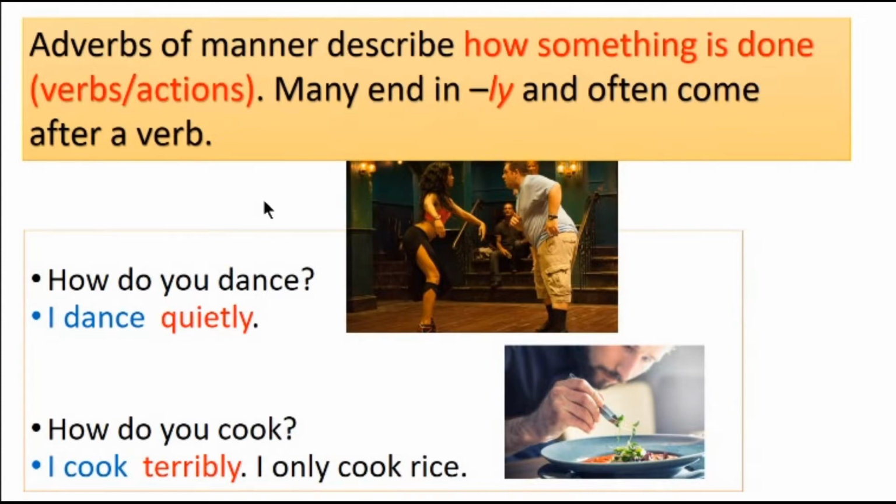For example, when you have, how do you dance? I dance quietly. How do you cook? I cook terribly. So the action is dance, or here you have cook, so it's an action, terribly. So remember, when you have quietly, terribly, well, quickly, we are describing the action.